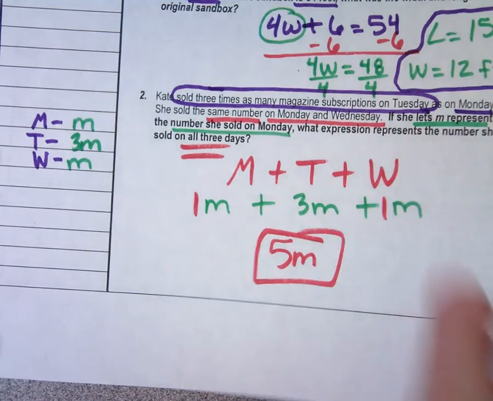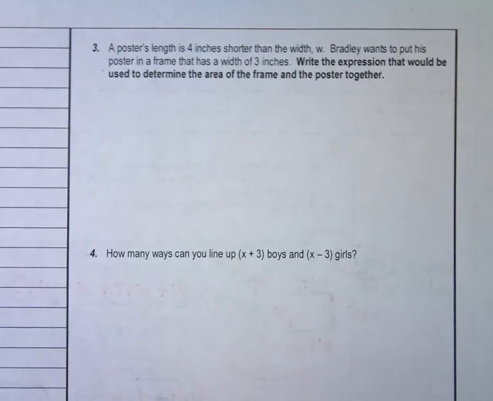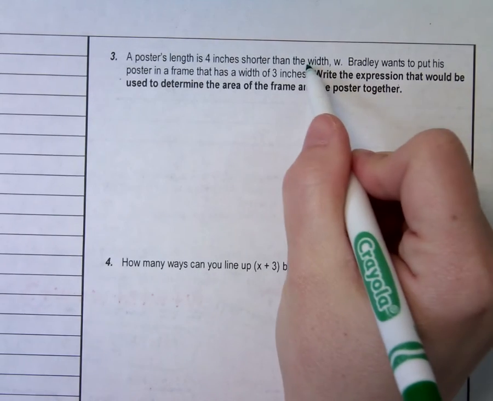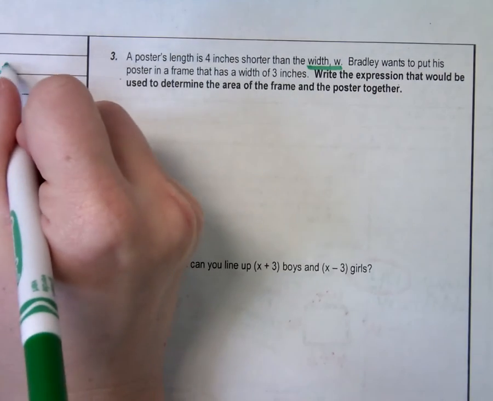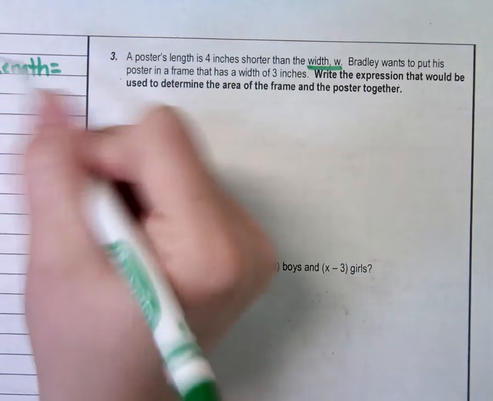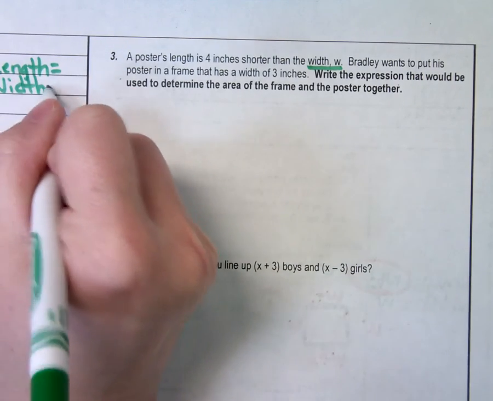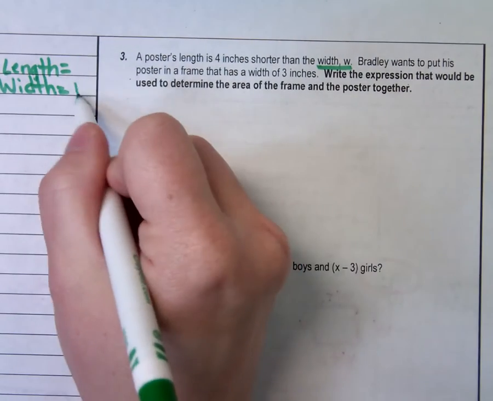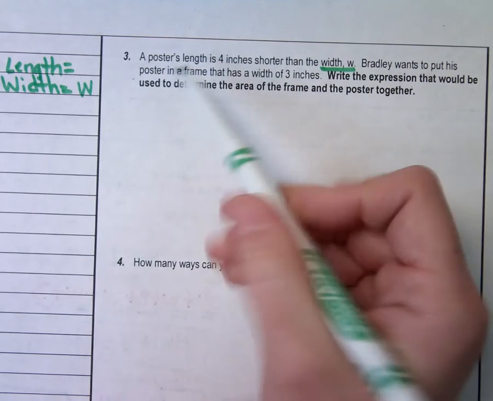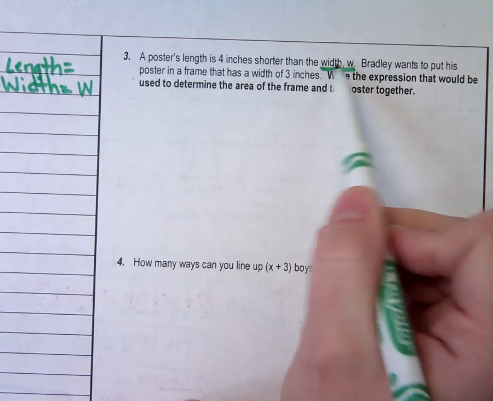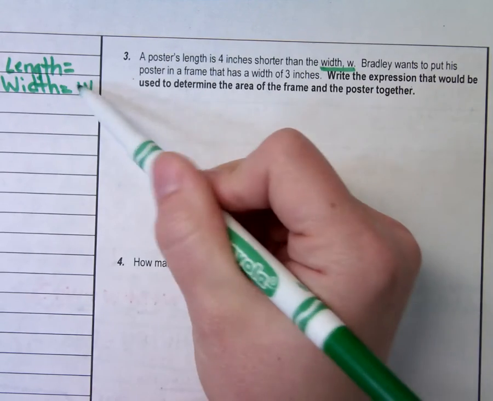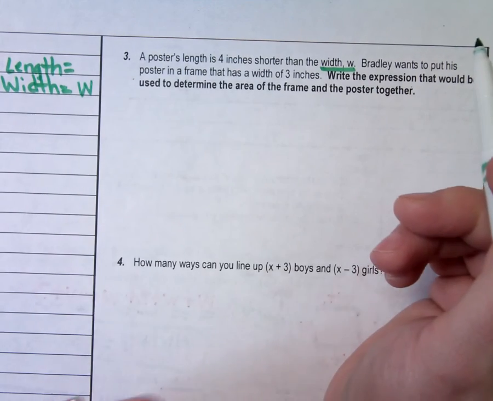Okay, let's flip the paper over. Number 3. A poster's length is 4 inches shorter than the width, W. Okay, so they're talking about length and they're talking about width. Off to the side here, I'm going to go ahead and define variables for length and for width. And it said to let the width be W. But even if they wouldn't have done that, that's what I would have done. It says a length is 4 inches shorter than the width. They give a whole description about the length. Width is barely mentioned. Whatever is barely mentioned, that's always just your X or your W or your single letter.